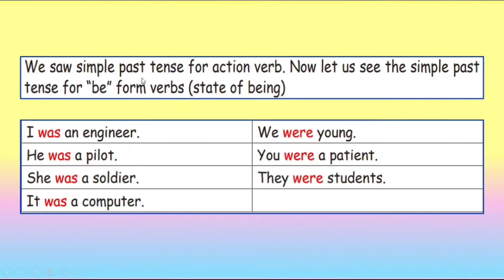We saw simple past tense for action verbs. Now let us see the simple past tense for be verbs. What do you mean? I was an engineer. He was a pilot. She was a soldier. It was a computer. We were young. You were a patient. They were students. So you see, children, just as we used am, is, are in the present tense, in the past tense it takes the form of was and were. So with I, he, she, it is was, and with we, you, and they, it is were.